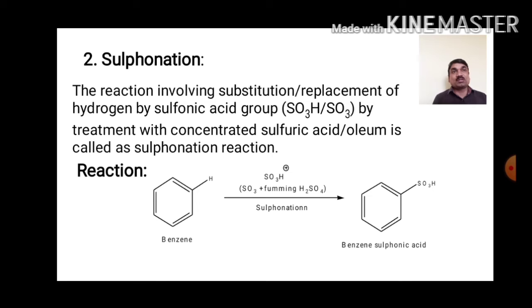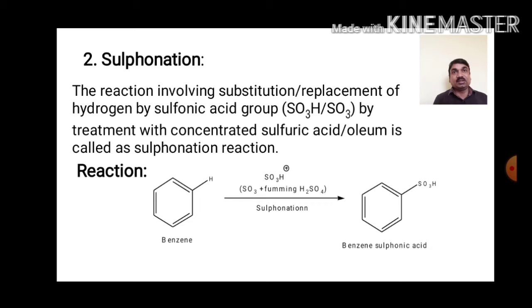The reaction involving substitution or replacement of one hydrogen atom from the benzene molecule by the SO3H group by the treatment of concentrated sulfuric acid is called sulfonation. Sulfur trioxide in fuming sulfuric acid is the electrophile. This mixture is industrially known as oleum. In this SO3 and H2SO4 mixture, SO3 alone can act as an electrophile instead of protonated SO3.